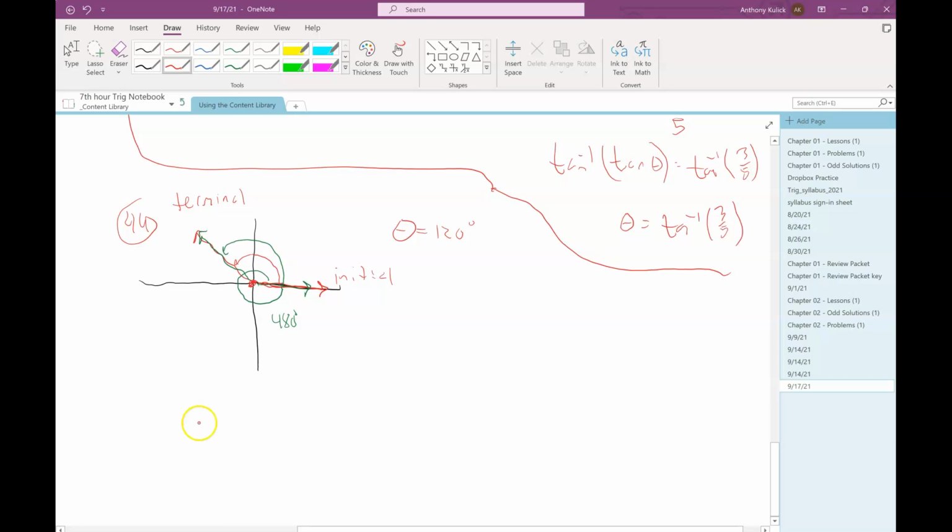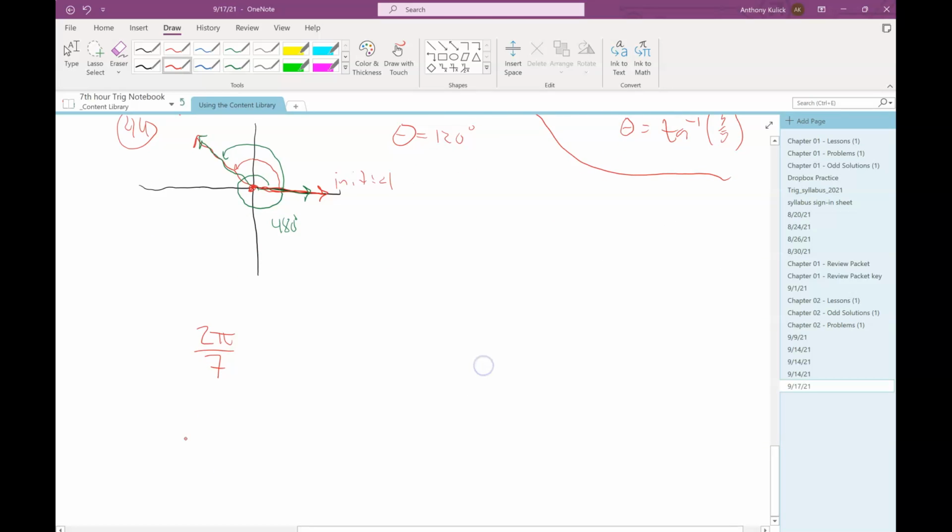Now 44, the angle that we're given is in radians. So rather than adding or subtracting 360, we'd add or subtract 2 pi. And the reason is that 360 times pi over 180 is 2 pi. So far, so good?